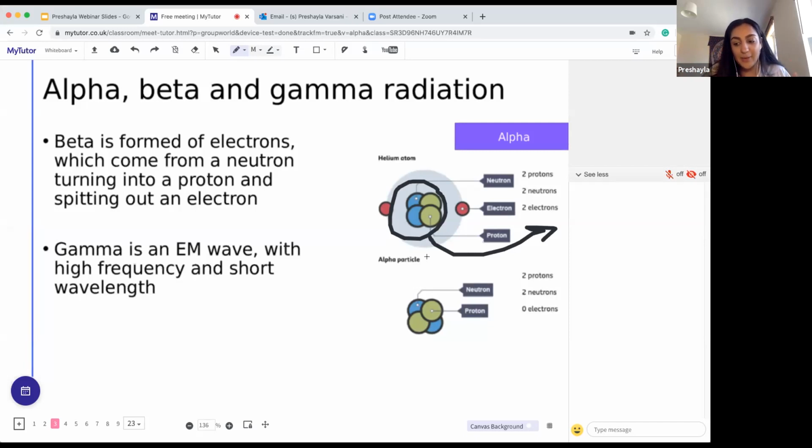Finally, then, we looked at gamma. Gamma is an electromagnetic wave with high frequency and short wavelength. So think right back to the electromagnetic spectrum. We have radio waves and microwaves all the way up to gamma rays. Gamma rays were our final part of the spectrum, where we have the highest frequency and the shortest wavelength. So gamma is an electromagnetic wave. That's what EM stands for. So we know in depth what each of these radiations are.